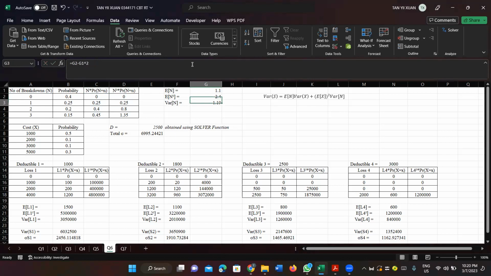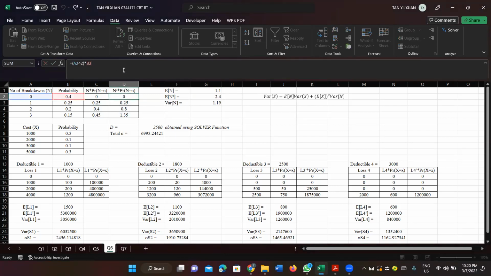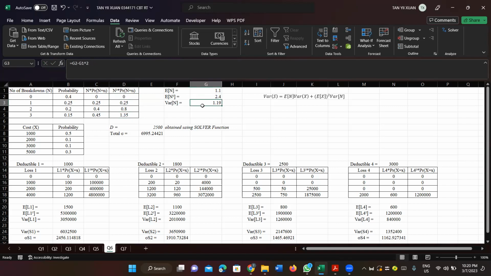Then to find the variance of N, we have to get the expected value of N squared, which is the sum of N squared times the probability of N. We add it all up together to get the expected value of N squared. The variance is calculated using this formula: the expected value of N squared minus the square of the mean.